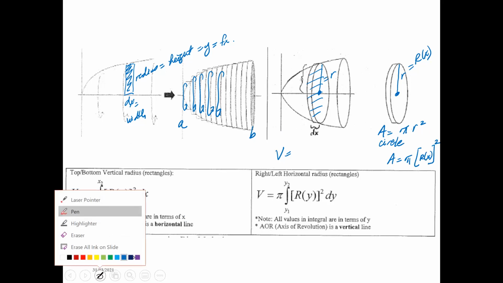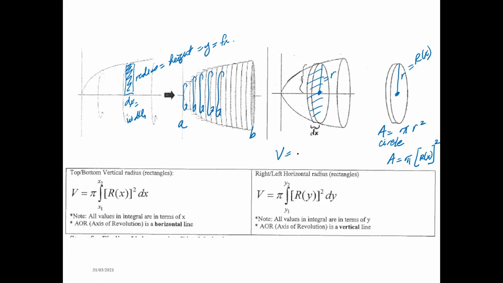So then translating this into your volume, you have the area of this circle times the width. So the area is pi capital R of x squared times dx. And so if it is a top-bottom vertical radius, and in which case it matches this one here because it is a top-bottom, your volume formula is going to be as so.